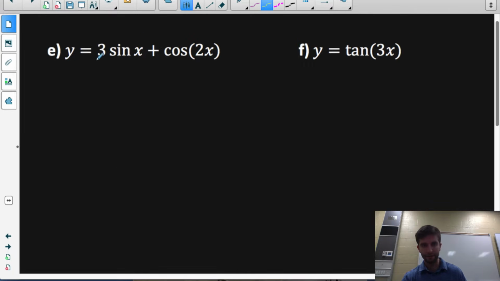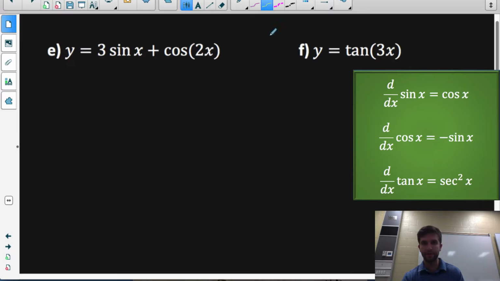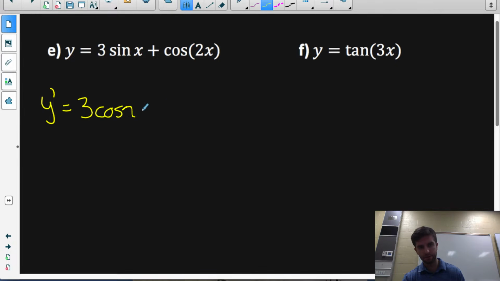Part E, now I have some trig functions. Keep in mind the derivative of sine is cos, the derivative of cos is negative sine, derivative of tan is secant squared. So when I differentiate these, y prime equals, so the derivative of 3 sine x would be 3 times the derivative of sine x, which is cos x, so 3 cos x, plus the derivative of cosine is negative sine, so negative sine, keep the argument as it is, and then use chain rule to multiply this by the derivative of its argument. So multiply that by 2.